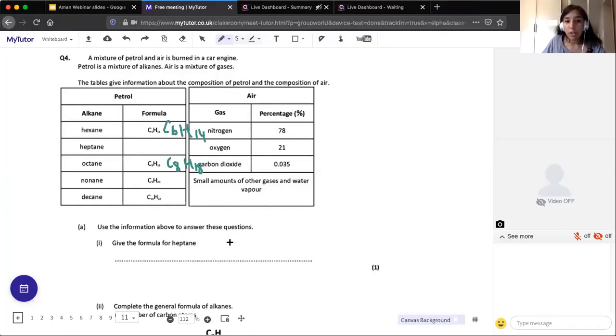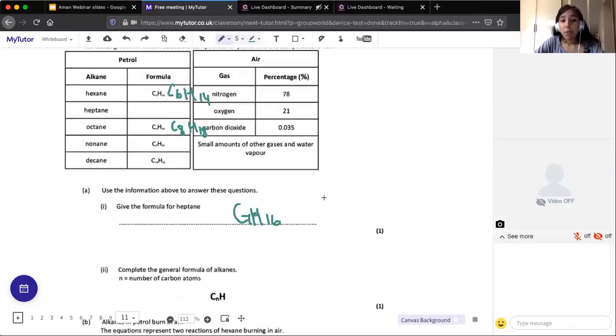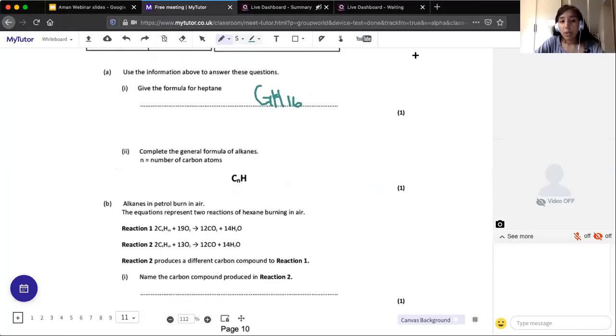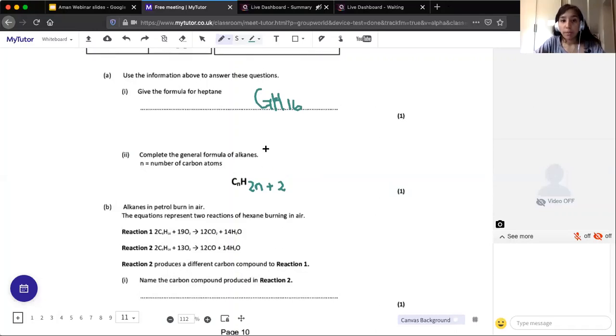Excellent, well done everyone. So heptane, C7H16. So remember, what's the general formula then of alkanes? So the next question here is asking for the general formula of alkanes. So C7H16 is correct, well done. CnH2n plus 2, well done. So it's a really key formula to remember. So CnH2n plus 2, well done.